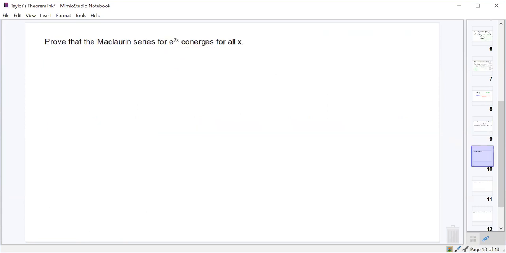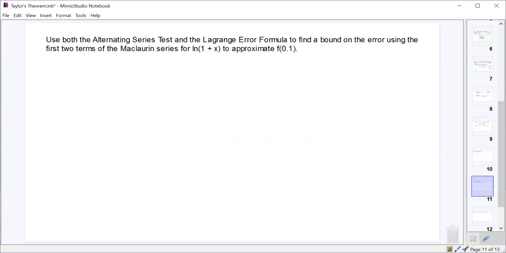What we're going to do is this. We're going to try to use the alternating series test as well as the Lagrange error formula to find a bound on the error of the series for natural log of 1 plus x at 0.1 after 2 terms. We're going to do it both ways, both alternating series and Lagrange.